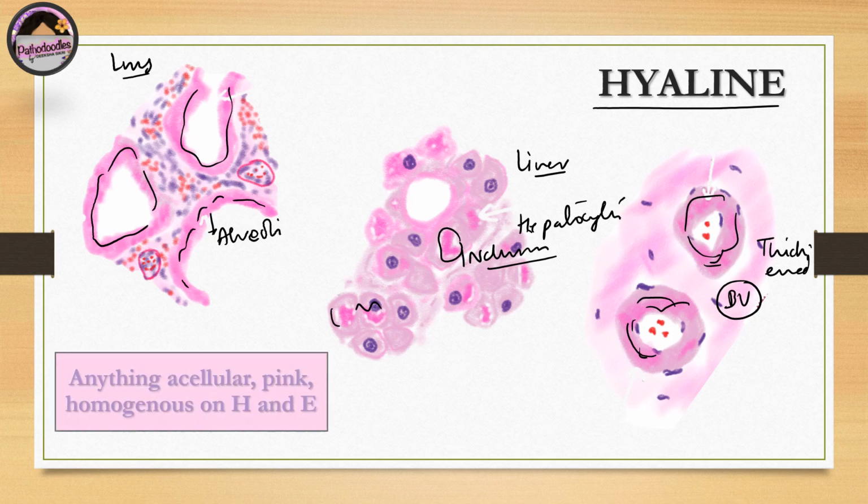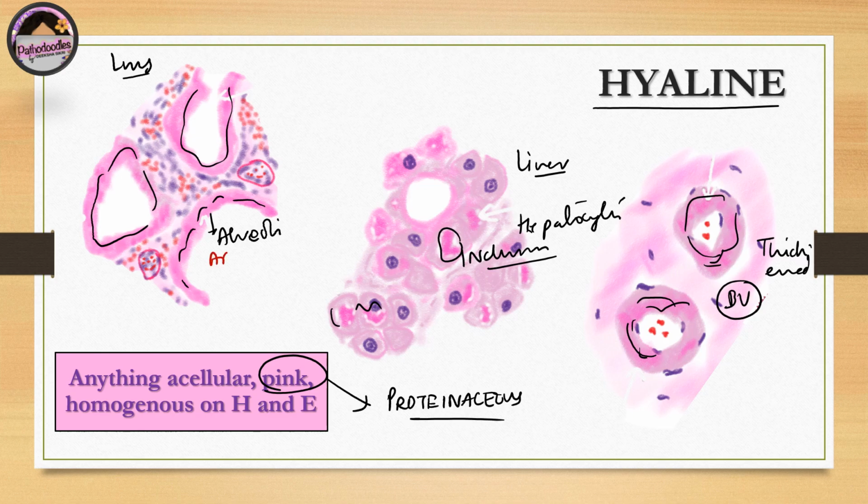So anything that is acellular, pink, or homogeneous in H&E is called hyaline, like I mentioned before. And this tells me that since it's pink, it is likely to be protein rich. It's likely to be proteinaceous. Now this condition here, the alveoli with hyaline membranes, is seen in ARDS, and this is called diffuse alveolar damage.